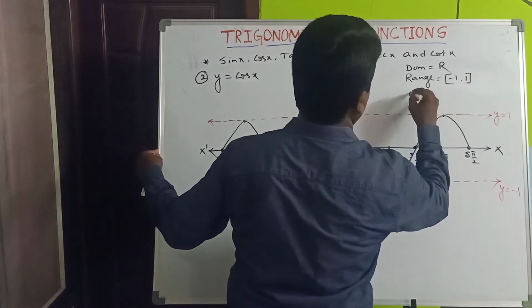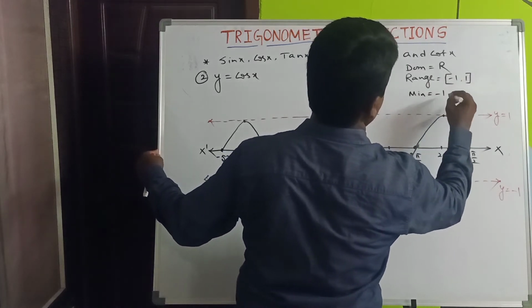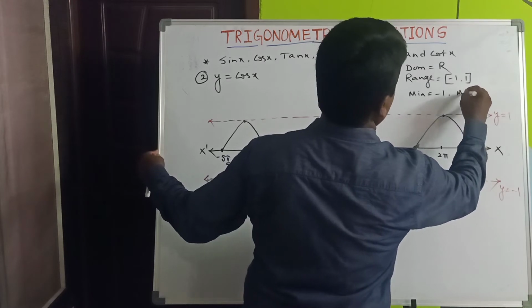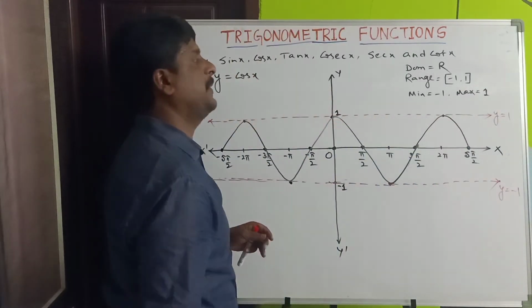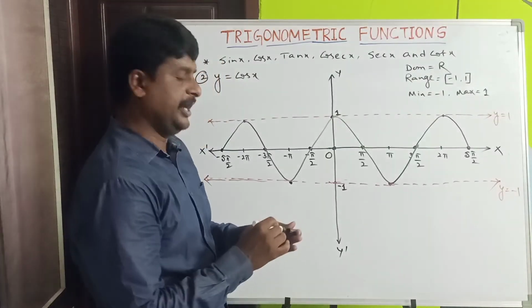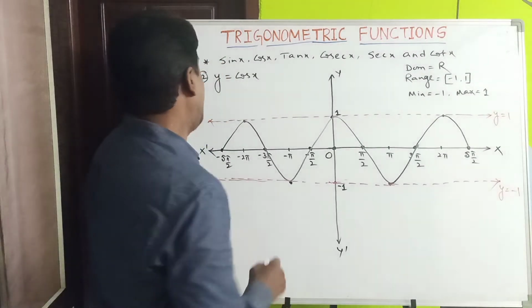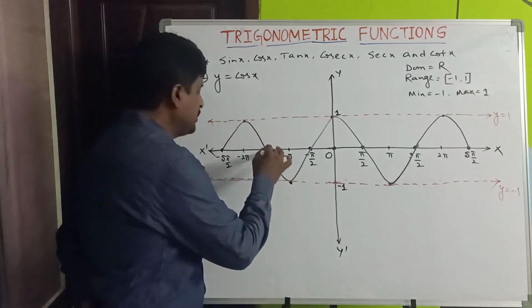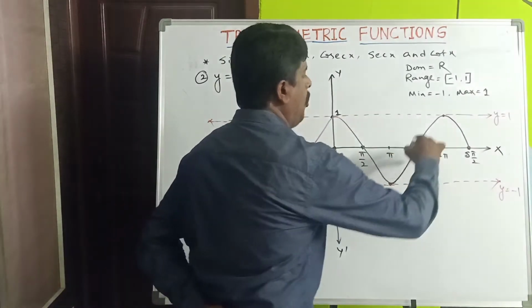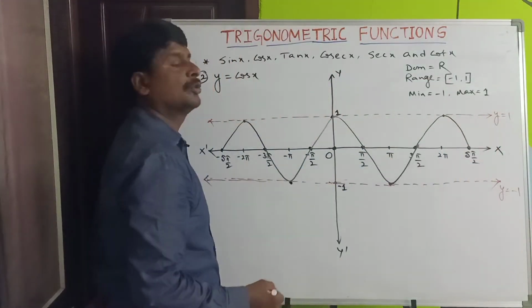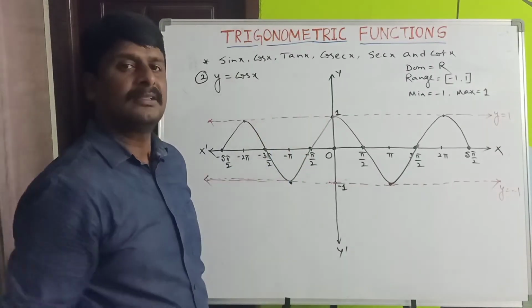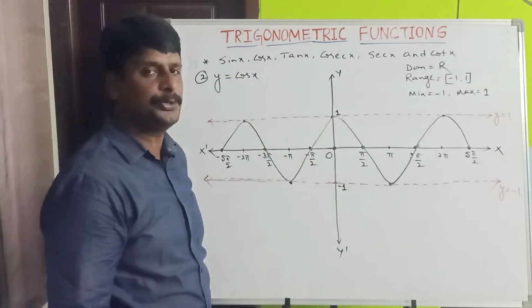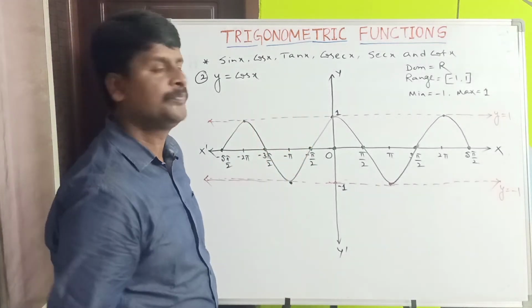With this range we can also decide the minimum value and maximum value. Minimum value is -1, maximum value is +1. And also it is continuous everywhere on its domain. Throughout the domain it is continuous everywhere. That's why cos x is continuous on capital R.